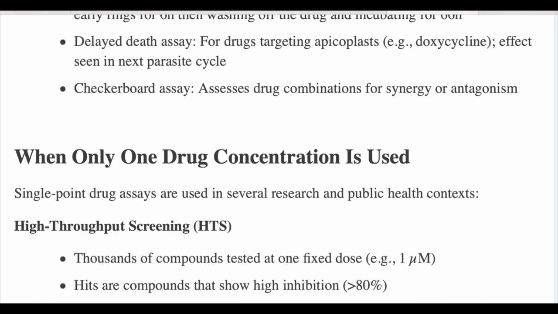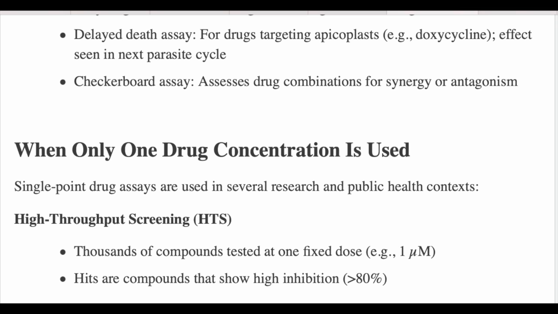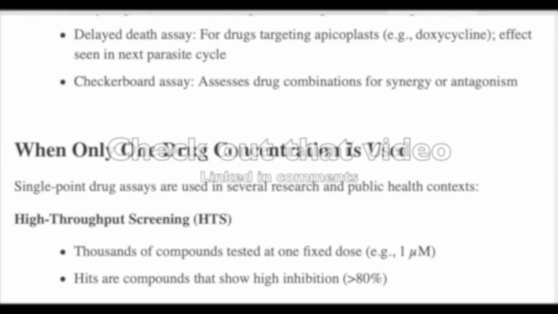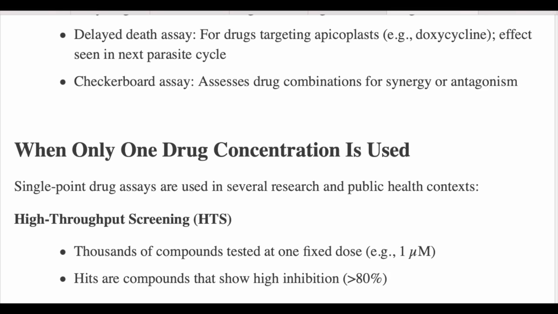So when is only one drug concentration used in research or in your drug studies? Single point drug assays are used in several research and public health contexts. So if you're doing high throughput screening, and we have a video from years ago on this channel talking about high throughput screening and how it's done, in this setting you're looking at thousands of compounds that are tested at one fixed dose, for example, 1 micromolar. And from these sorts of assays, hits are compounds that show high inhibition, so greater than 80%.